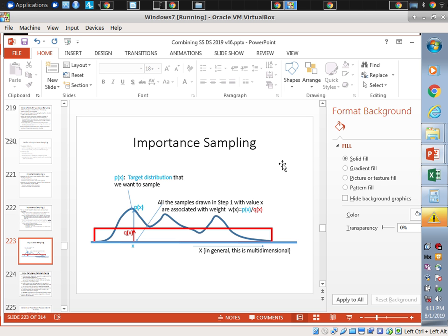Because after all, many of the 100,000 have been sampled in the center. We don't want that many. We want fewer of those. We want more in the sides. So the sides will be upweighted, comparatively, and the ones in the center will be downweighted, such that in the second round we arrive at a set of samples that approximate this blue distribution. Okay? Does that make sense?